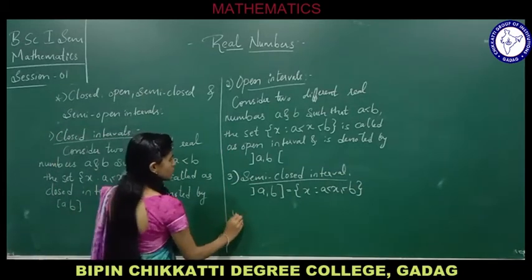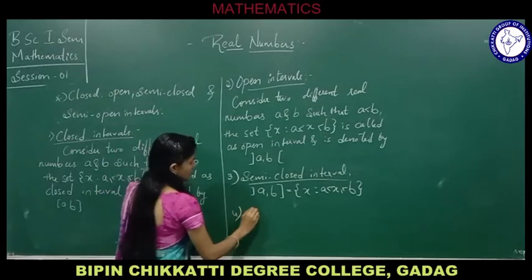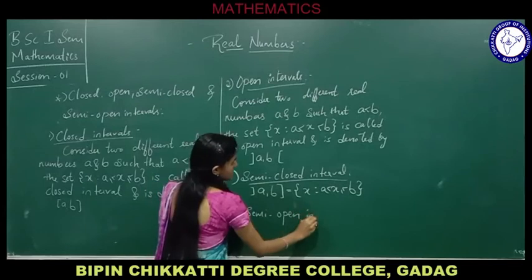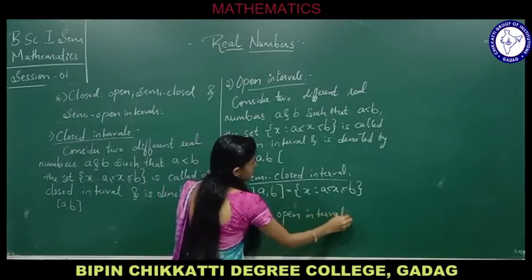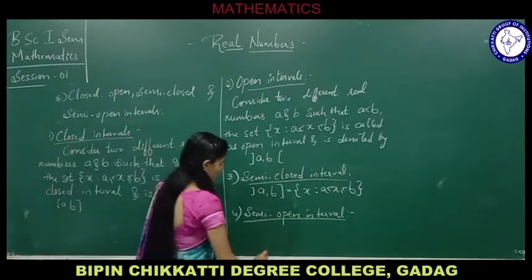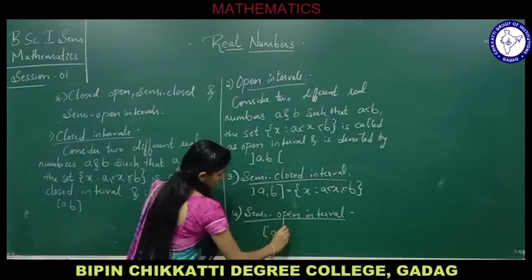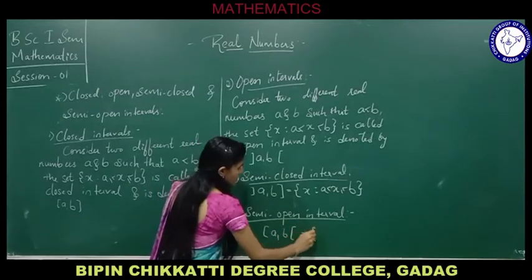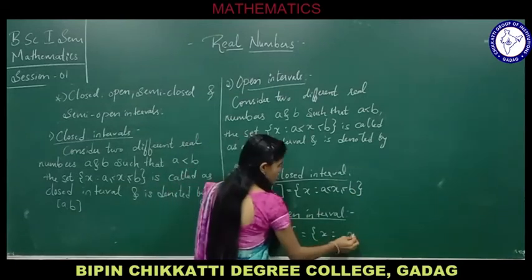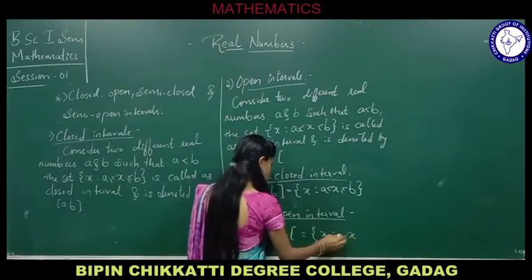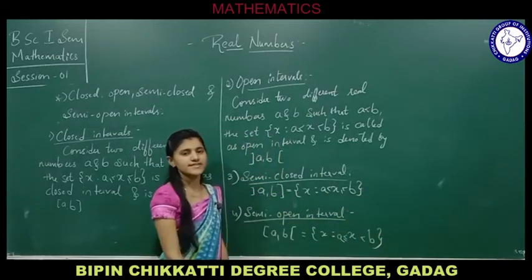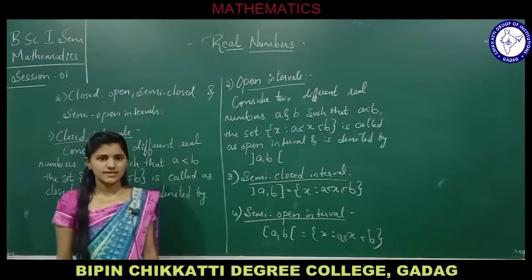Then what about the semi-open interval? When we have a, b in such a way that the set x, how should this set x be? x should be greater than or equal to a but strictly less than b. Then we say that it is a semi-open interval.